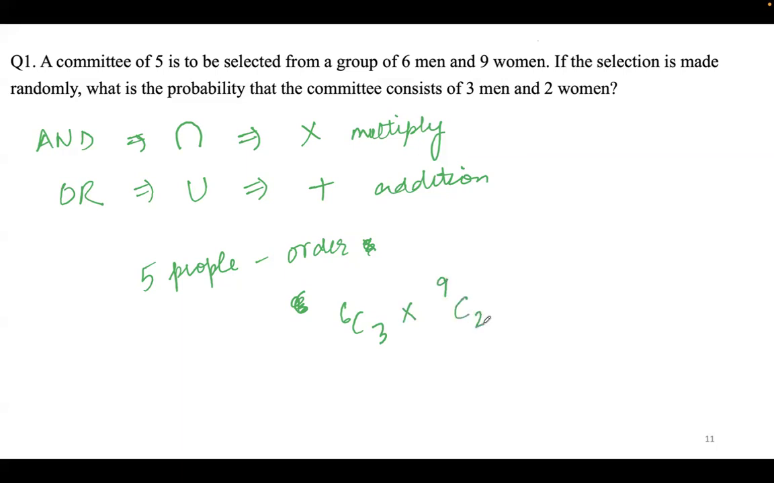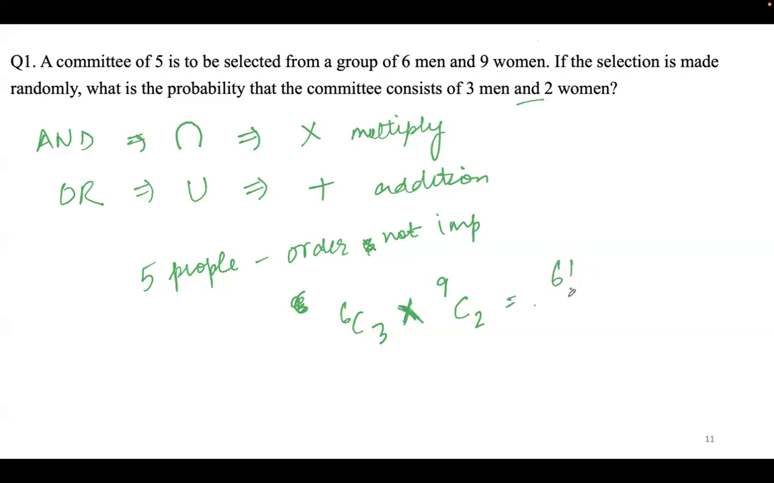9C2 if I'm not wrong. Yes, perfect. So basically 3 men from 6 men, so 6C3, because we are dealing with combinations, because order is not important, right? And here basically goes with this multiplication symbol, and 2 out of 9. So that's it. This is simple. That's the answer.